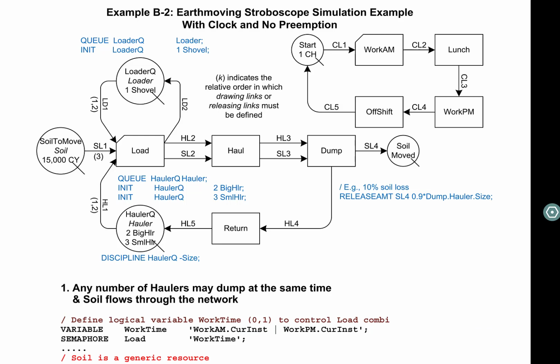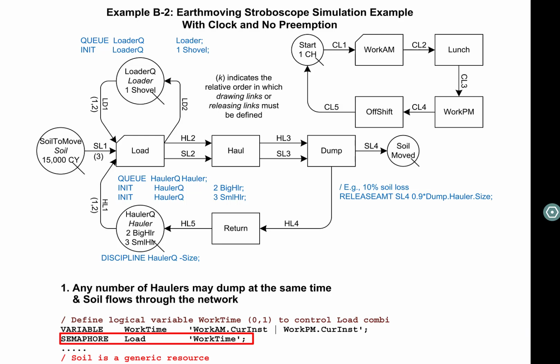Notice that at any given point in time, there can be at most one instance of each of the activities of the clock. So the carinst of work AM can only have the values 0 or 1, and the carinst of work PM can only have the values 0 or 1. So when you take a logical OR between the two values that are 0 or 1, the result is either 0 or 1, depending on whether work AM has an instance or work PM has an instance, in which case work time is true. We can take advantage of this variable work time by defining a semaphore for the combi activity load.